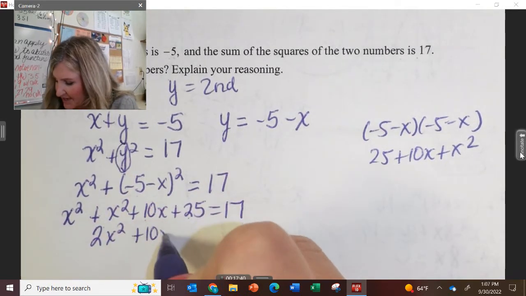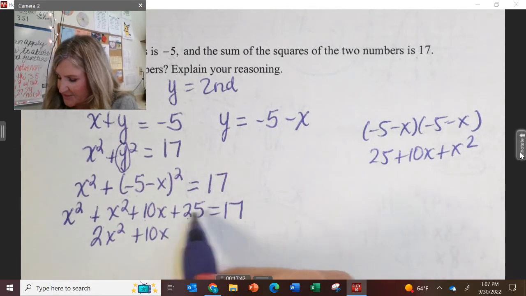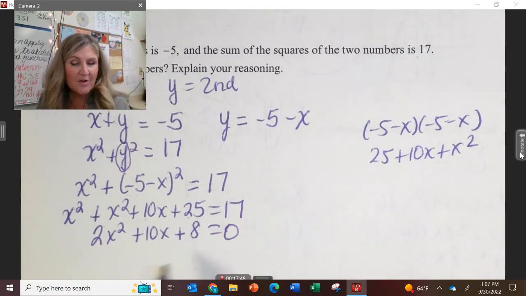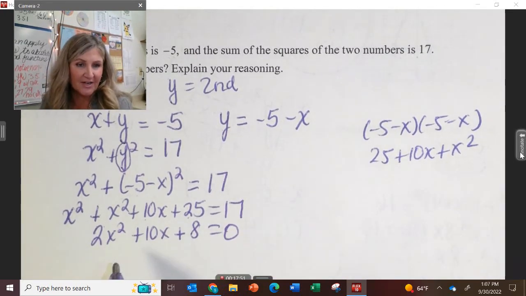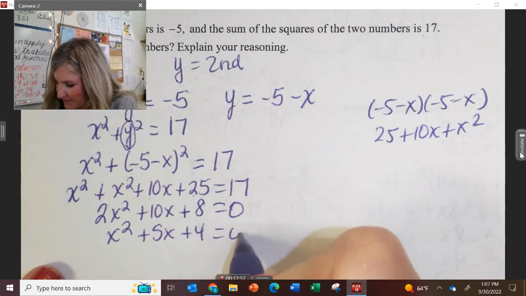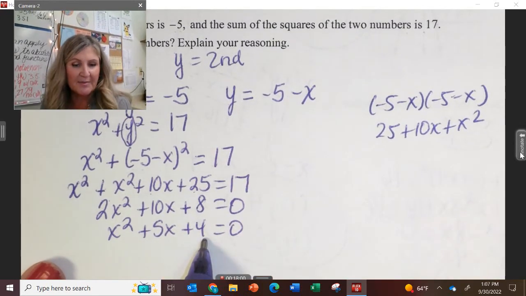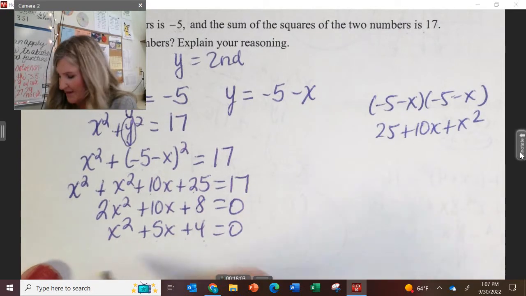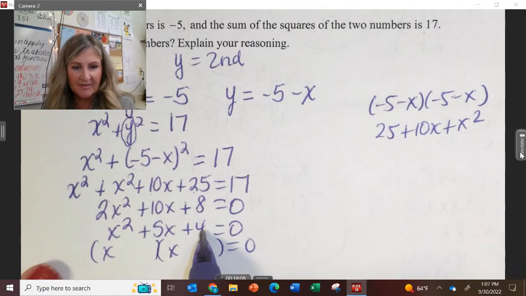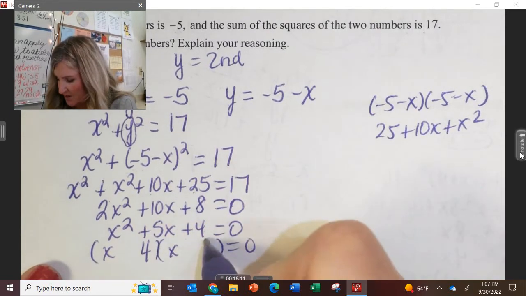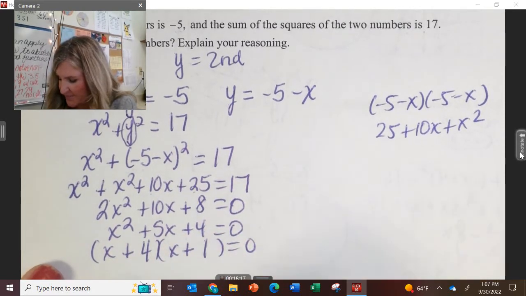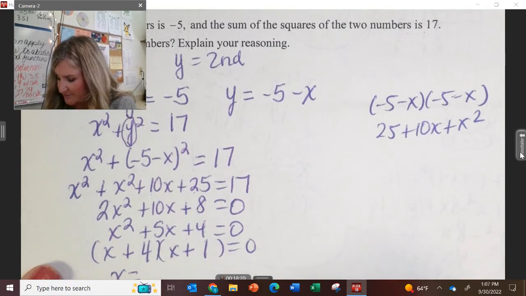We've got plus 10X. What are we going to get if we take the 17 over? Be 8, wouldn't it? How do I make this equation easier before I try to factor it? Divide it by 2. Now, let's see if it can be factored. Are there numbers that multiply to be 4 and add to be 5? Yep, so we can factor it. What are the numbers that multiply to be 4 and add to be 5? 4 and 1. What are the signs? Plus and plus, right?